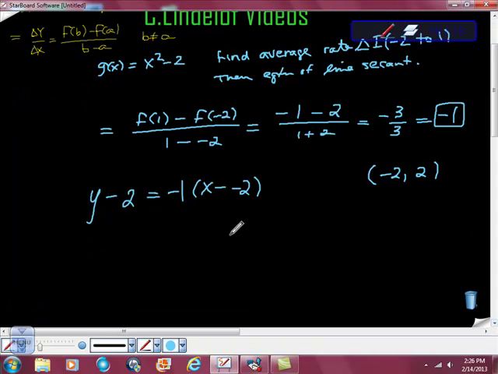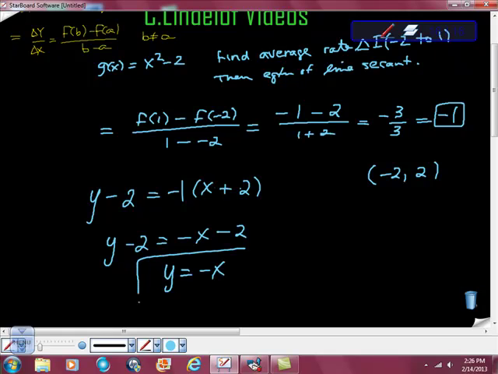From there, I'm going to go ahead and distribute this out. I'm going to clean up my algebra just a tiny bit. I'm going to distribute this negative 1, which gives us negative x. Remember, negative negative is positive, so this becomes negative 2. So we add positive 2 to both sides, so we get y is equal to negative x is our solution.